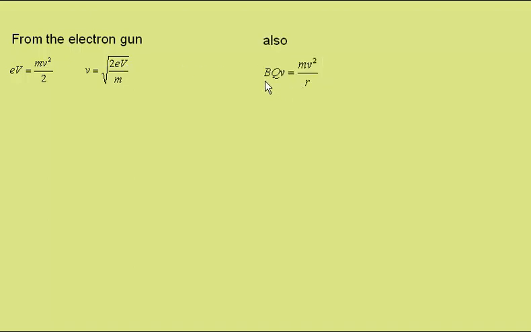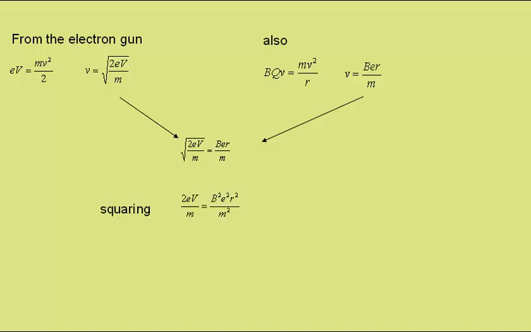Also, we've just shown that the force on the charge moving through the magnetic field is equal to the centripetal force. If we rearrange this equation for v, we found that v is equal to BeR over m, where B is the magnetic flux density, e the charge on the electron, r the radius of the circle, and m the mass of the electron. What we can do now is bring these two terms together to get this expression. Then, if we square both sides, we get this.